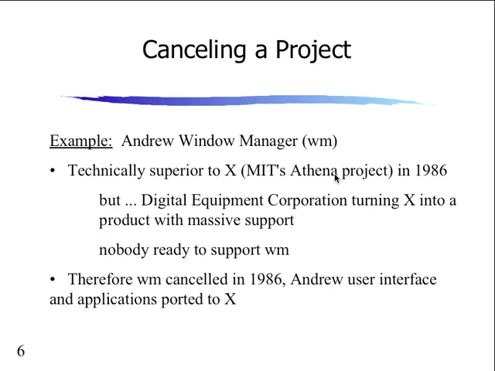Example, the Andrew Windows Manager. It was technically superior to X, MIT's Athena project. This is back in 1986. Unix related if you're not familiar with the concept. But Digital Equipment Corporation turning X into a product with massive support. Well, X got more support. Actually, X is still around, too. So nobody really supported VM. There weren't any groups. There weren't any companies that supported it, like Digital Equipment as an example.